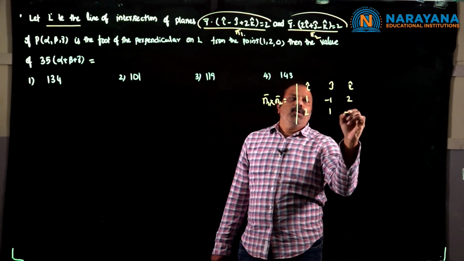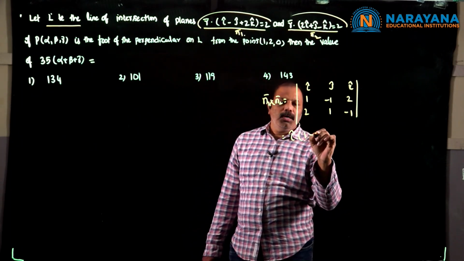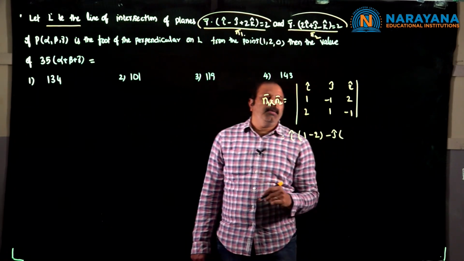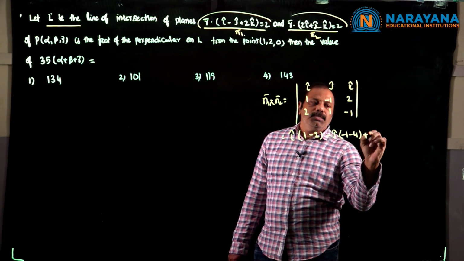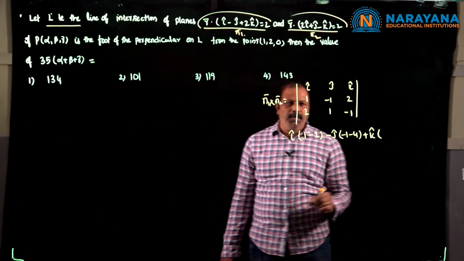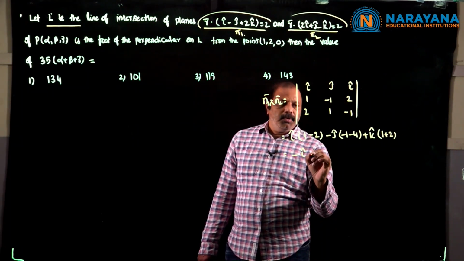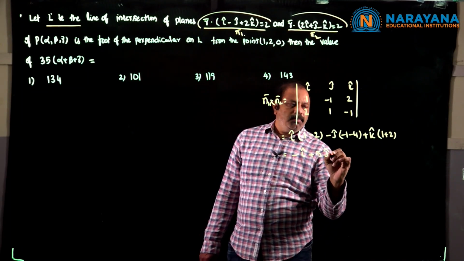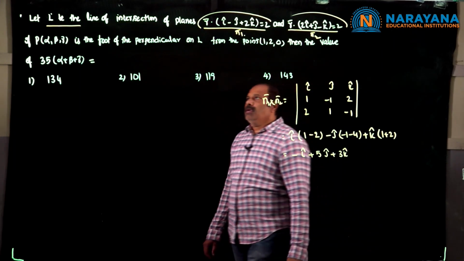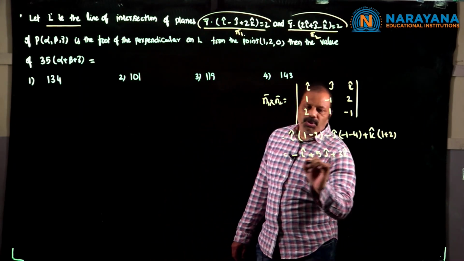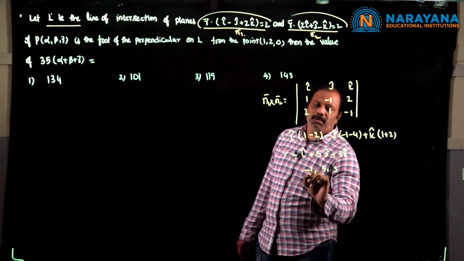n2 bar is 2, 1, minus 1. This is nothing but i cap times of (1 minus 2) minus j cap times of (minus 1 minus 4) plus k cap times of (1 plus 2). This is nothing but minus i cap plus 5j cap plus 3k cap. That means the drs of the line L is parallel to this vector. Therefore, the drs of the line will become minus 1, 5, 3.